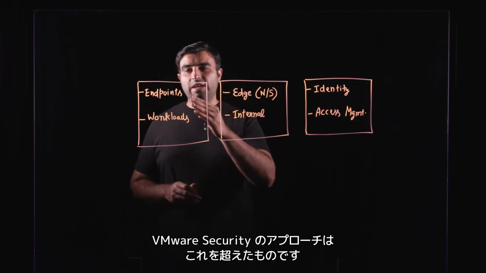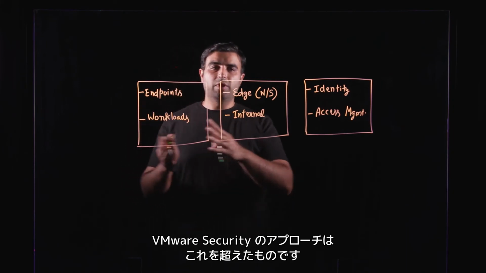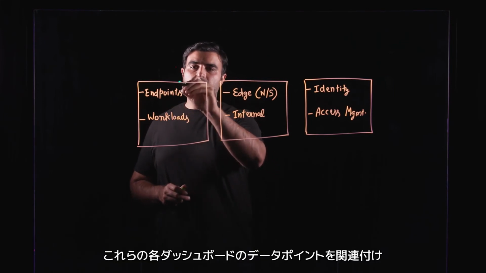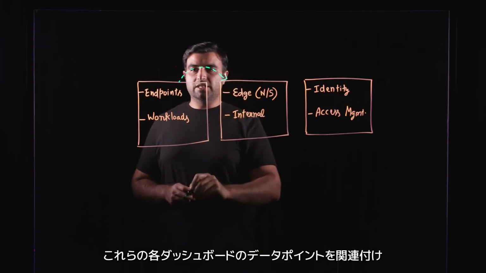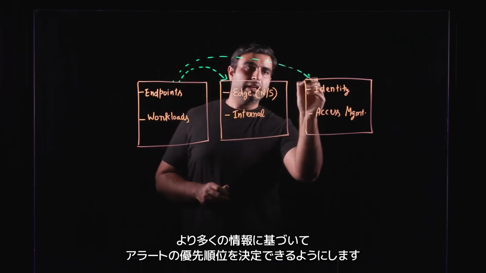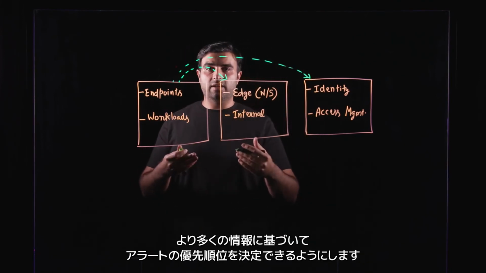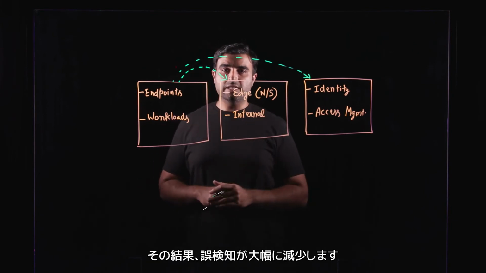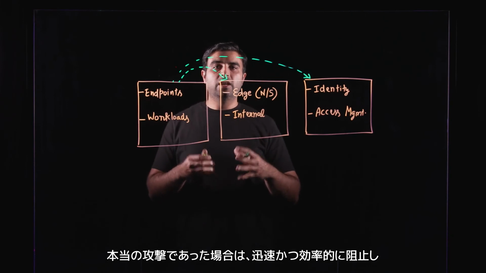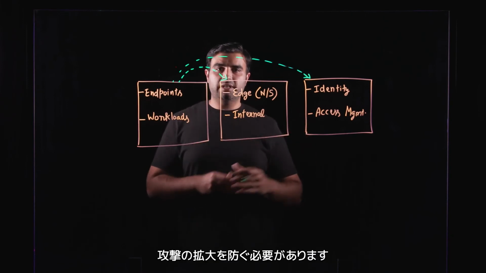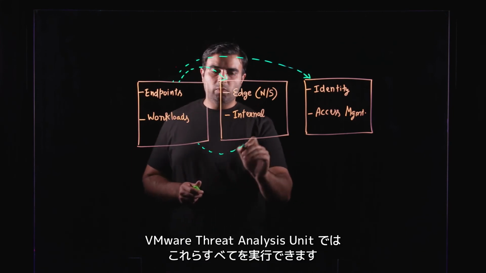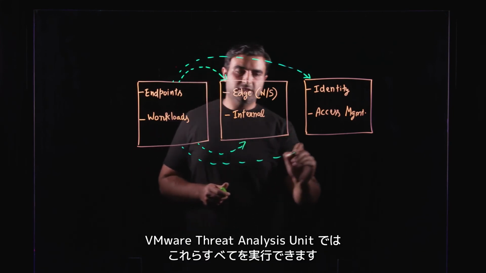However, VMware Security's approach goes a little bit beyond that. We want to provide you the connected data points from these dashboards so that you have enriched information to triage that alert and really reduce false positives. And if it is a true positive, you want to contain that threat quicker, faster, and more efficiently to reduce the widespread impact. All of this is possible with our VMware Threat Analysis Unit.